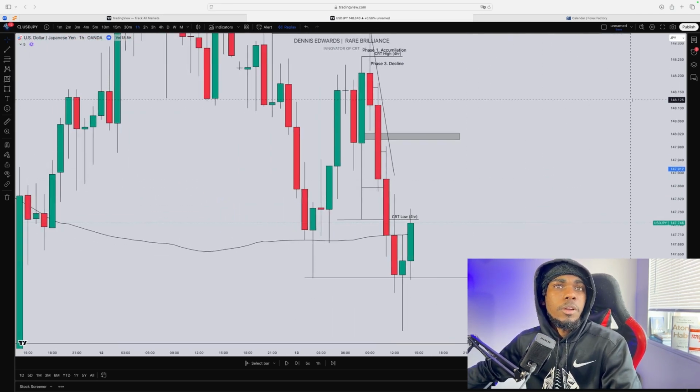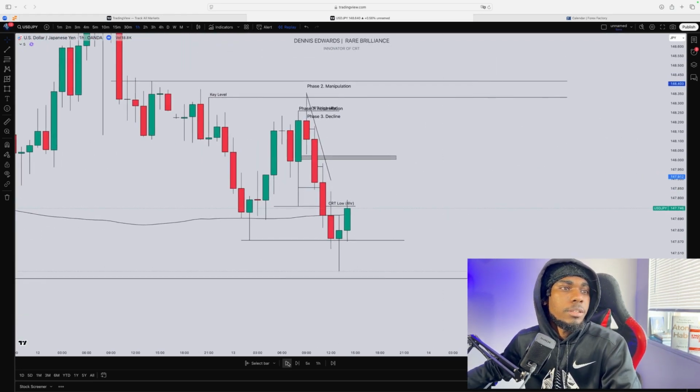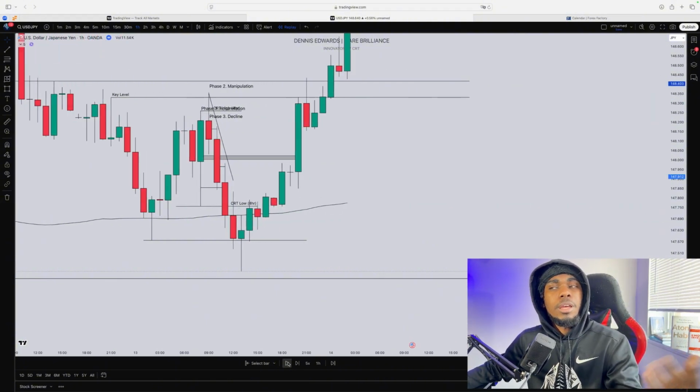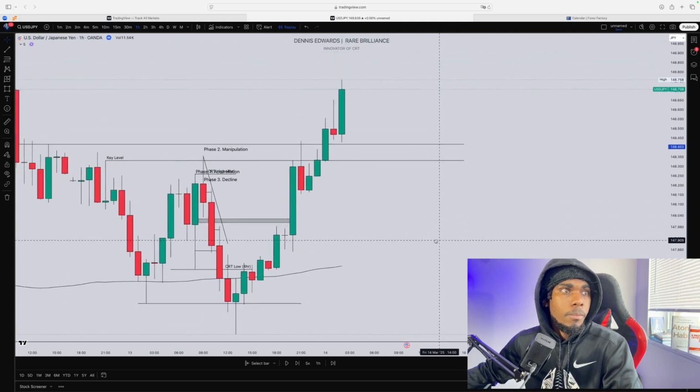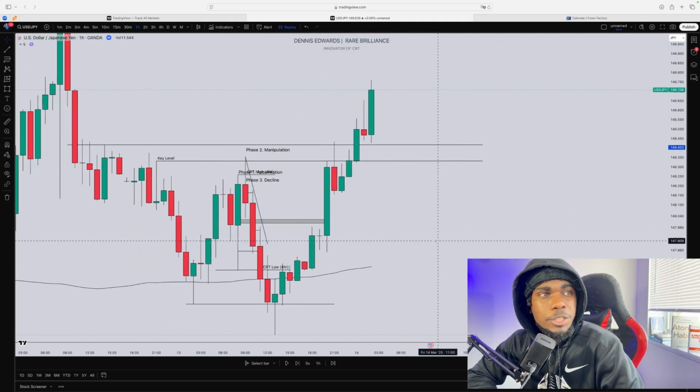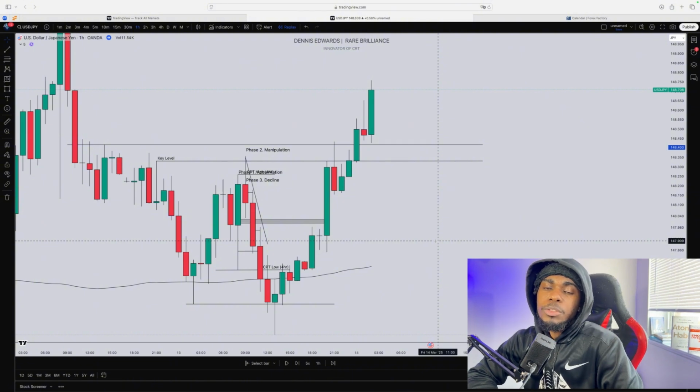But just to show everybody what happened after I got out of the trade, you can see price did go, and yeah, but that was pretty much the trade that I did take. It was a 1 to 3 overall that I capitalized on.